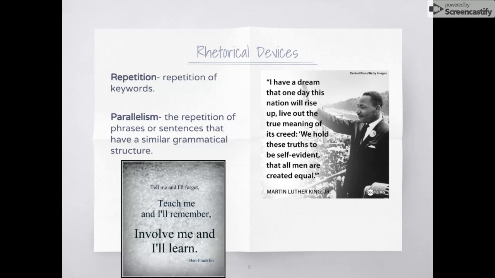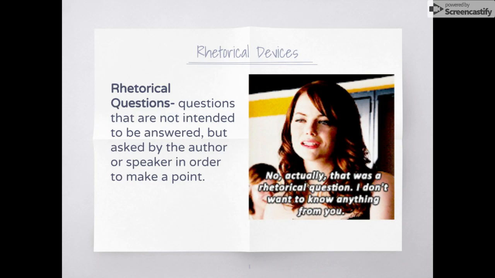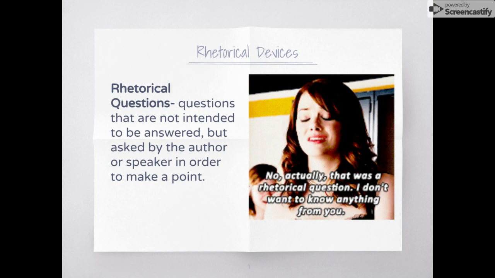Parallelism is a repetition of a grammatical structure, so the words aren't exactly the same every time, but they're similar. Tell me and I'll forget, teach me and I'll remember, involve me and I'll learn. They aren't exactly the same phrases over and over again, but the structure is the same. So it makes it seem like it flows together. Thanks, Ben Franklin.